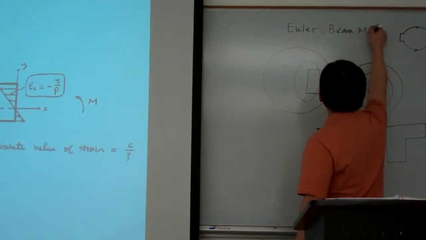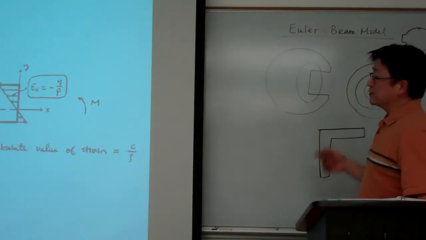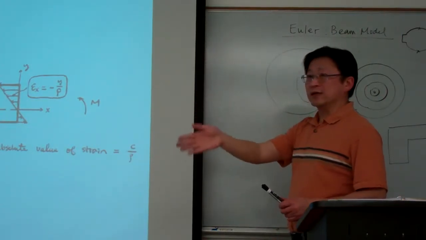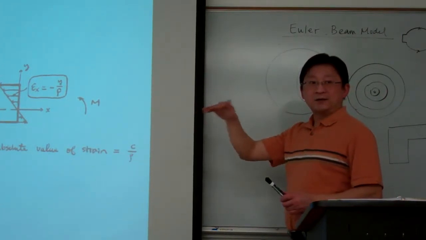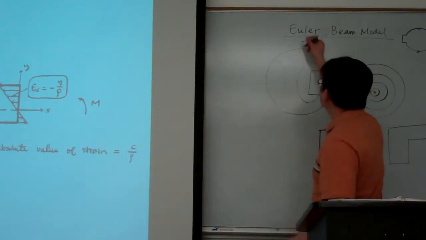So this is called the Euler beam model. People will ask you, what is this? You're saying that before and after deformation, any cross section remains locally 90 degrees to the neutral surface. If not, then that is called the Timoshenko beam.